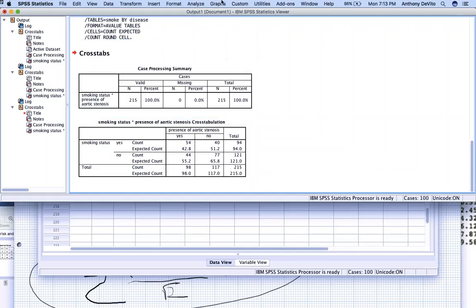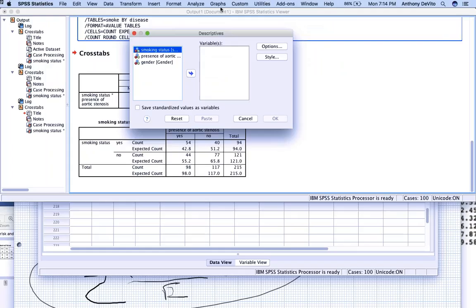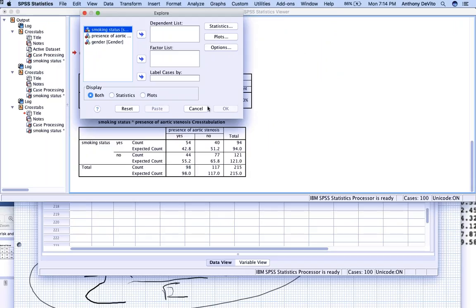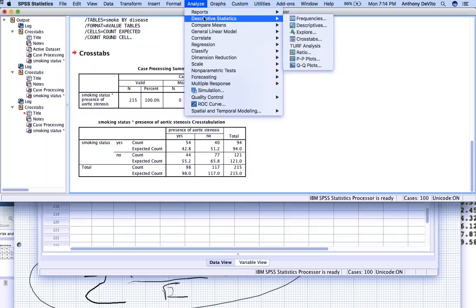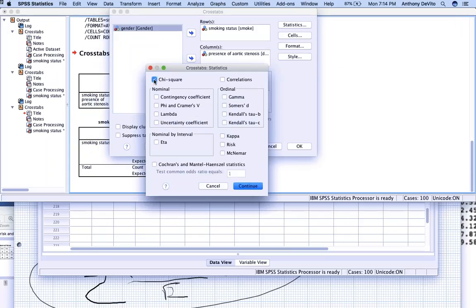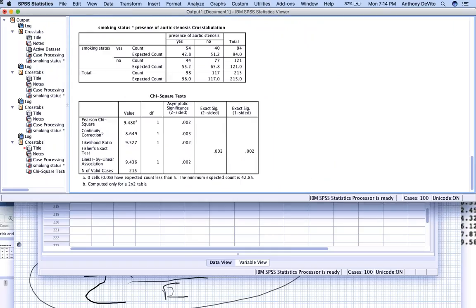Okay, so now let's actually go ahead and calculate chi-square. So I'm going to analyze, descriptive statistics, crosstabs. There we go. This time I'm going to go up into statistics. I'm going to ask it to calculate the chi-square value for me, and click OK. Okay, let's see what it did this time. Well, indeed, it gave me back my tables again because I still had the expected values and the observed values turned on for my output, and actually calculated chi-square, 9.48. Right, degrees of freedom is 1.